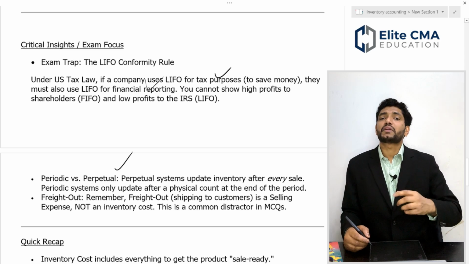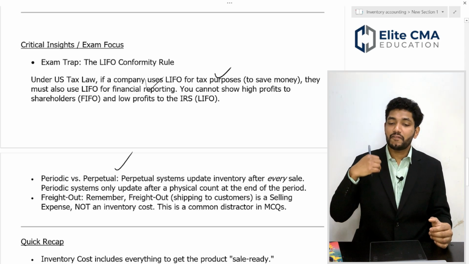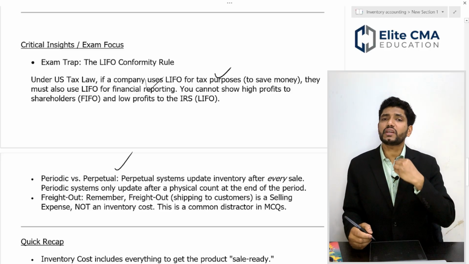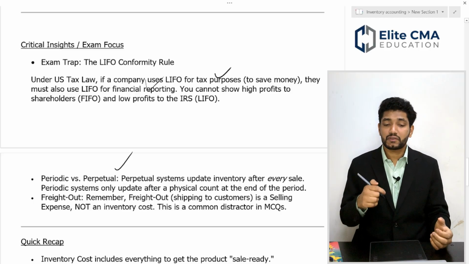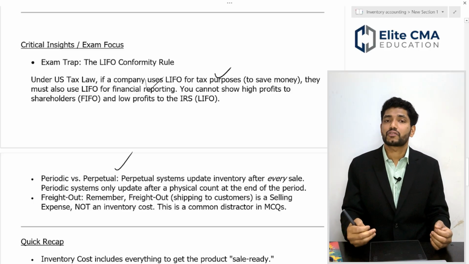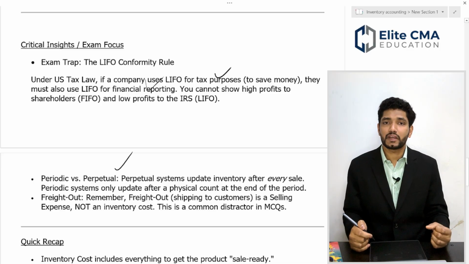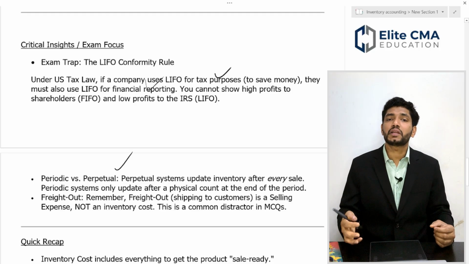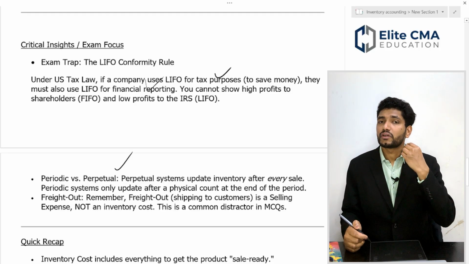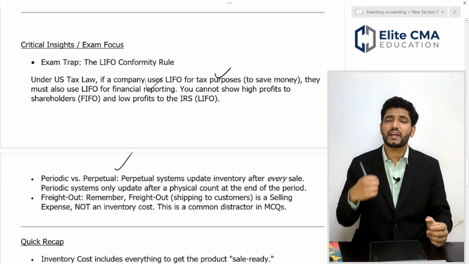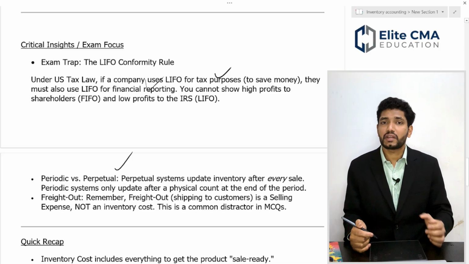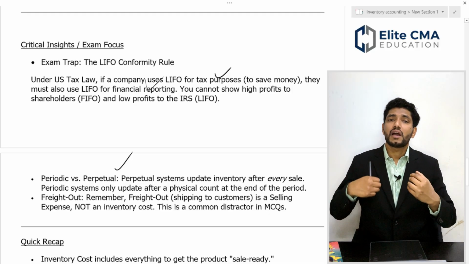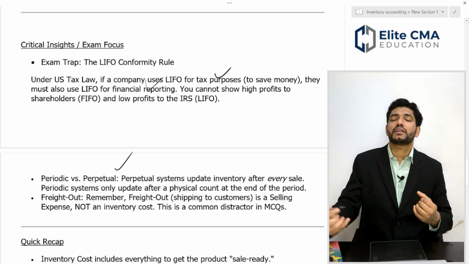Perpetual inventory system updates your stock or inventory after every sale, every purchase, or every movement. The periodic inventory system updates only after a physical stock count at the end of the period. Perpetual means it reflects the inventory movement or inventory value after every single movement, whether it is in or out. In means if you bought some material, and out means if you sell or issue some material, that is your outbound.